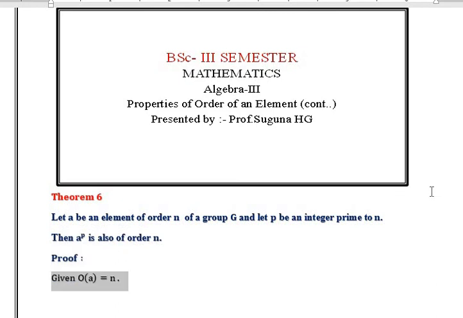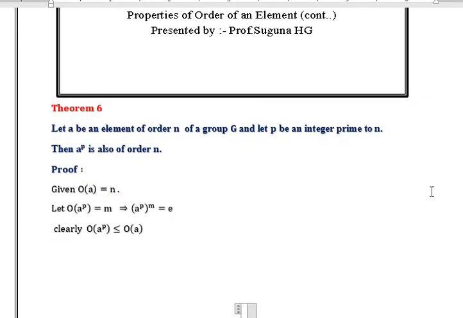Proof. Given order of a is equal to n. Let order of a^p be equal to m, which implies (a^p)^m is equal to e by the definition of order of an element of a group. Clearly, order of a^p is less than or equal to order of a, that is, m is less than or equal to n. Consider this as equation 1.